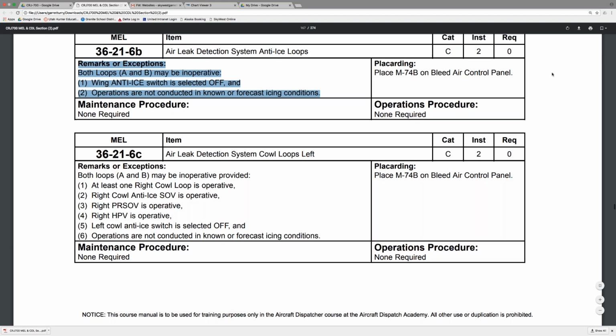So it says in MEL 36-21-6B, wing anti-ice switch is selected off and operations are not conducted in known or forecast icing conditions. So that's the concern with that one. Okay.